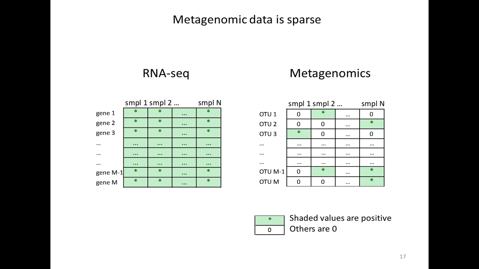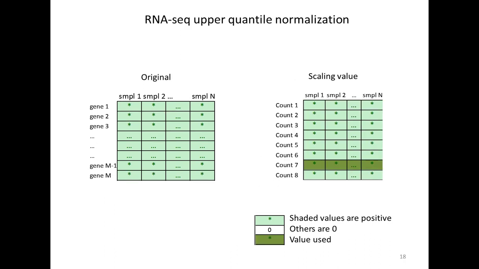I'd say maybe 30%, depending on the experiment, are zeros. But in metagenomics, there's a huge difference between these. And oftentimes I'll see 90% zeros or higher in metagenomics.